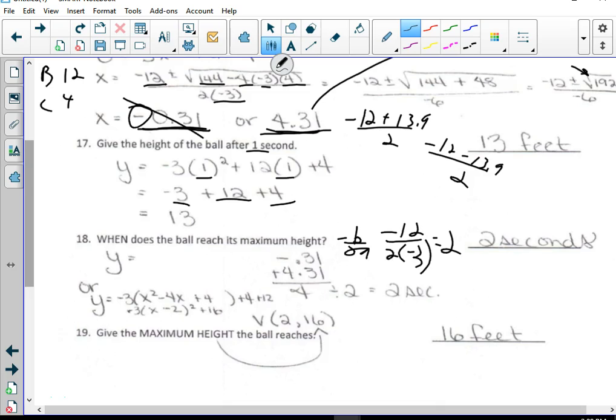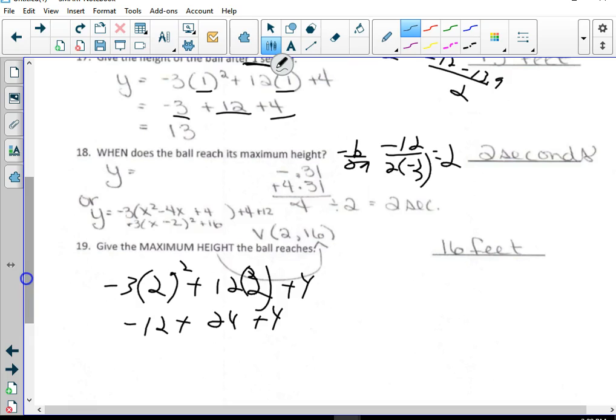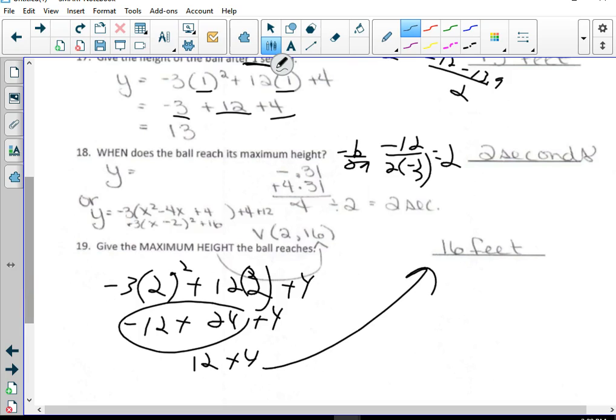Now, once you have the 2 seconds, just like we put 1 in, we're going to put 2 in. And when we put 2 in, it's going to be negative 3 times 2 squared plus 12 times 2 plus 4. Well, 2 squared is 4 times negative 3 is negative 12. Plus 24 plus 4. 24 minus 12 is 12, plus 4 is 16. So, in 2 seconds, it will hit a height of 16. And then it starts falling back down to the ground.